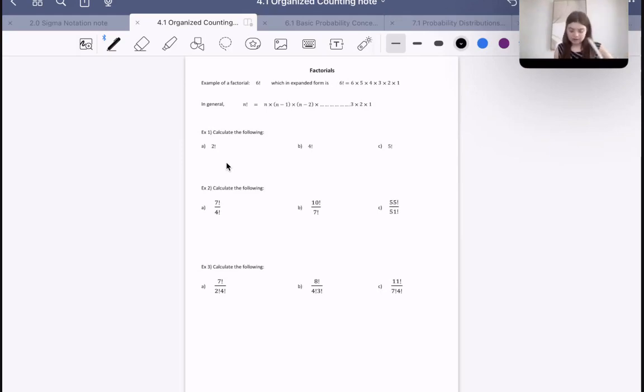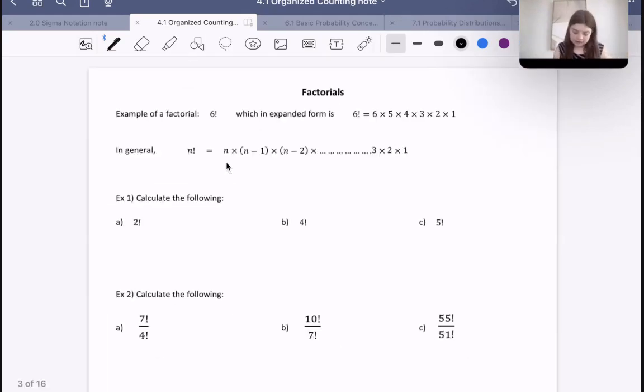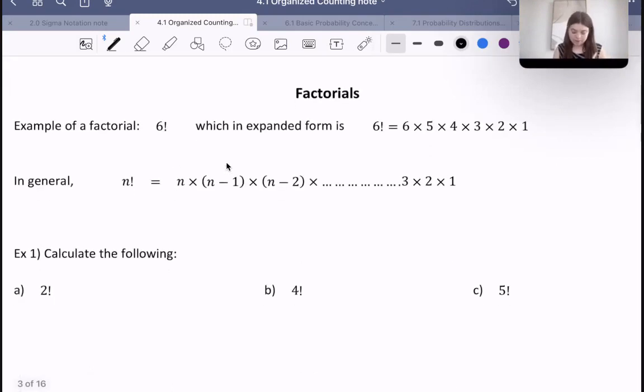Okay. So let's talk about what a factorial means. For example, if we have 6 factorial, that means 6 times 5 times 4 times 3 times 2 times 1. So it basically starts with 6 and we multiply by every number until we get to 1. And it's the same pattern in general as well, right? If I have 4 factorial, that would be 4 times 3 times 2 times 1. If I have 10 factorial, that would be 10 times 9 times 8 times 7 times 6 times 5 times 4 times 3 times 2 times 1.